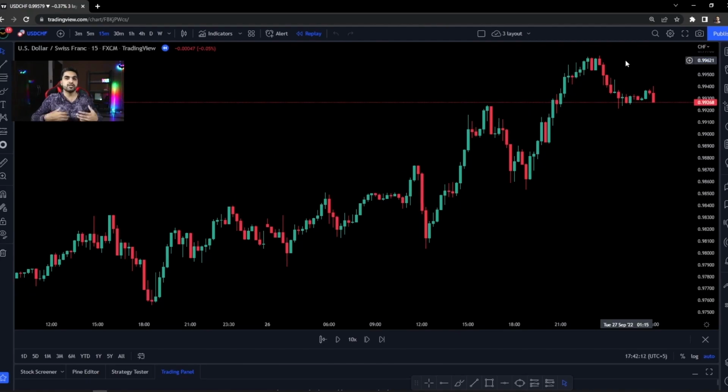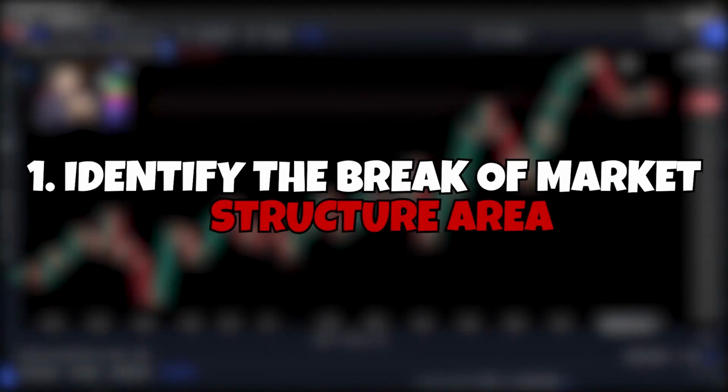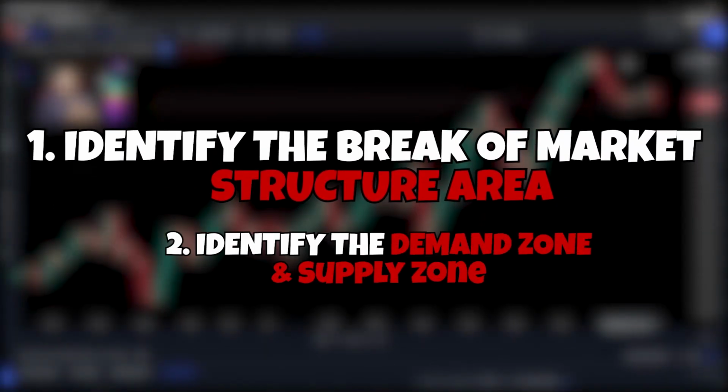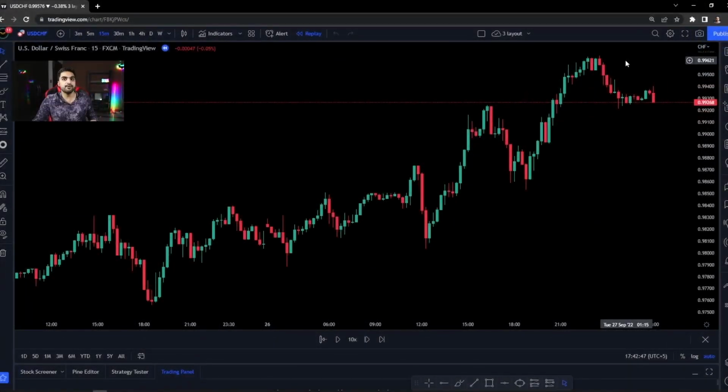Now, once we choose our time frame and find the recent market trend, we are going to do 2 things. The first one is we need to identify the break of market structure area. The second thing, we need to identify where our demand zone is in case of a buyer's trend, and where our supply zone is in case of a seller's trend. So here we have a buy trend. So we are going to mark the break of structure area and then we will identify our demand zone so we can expect the market reaction from that area.